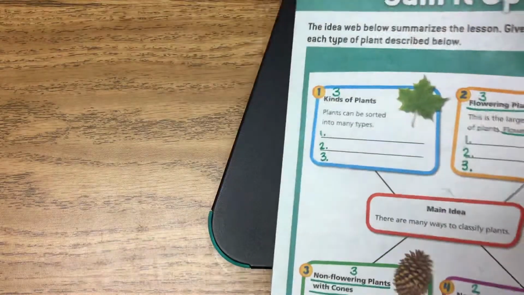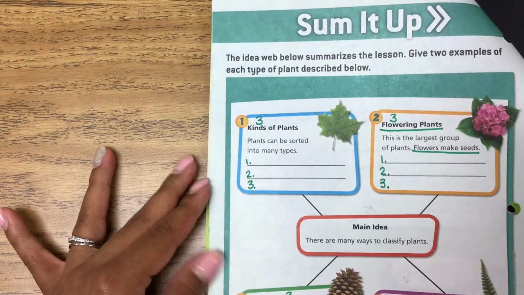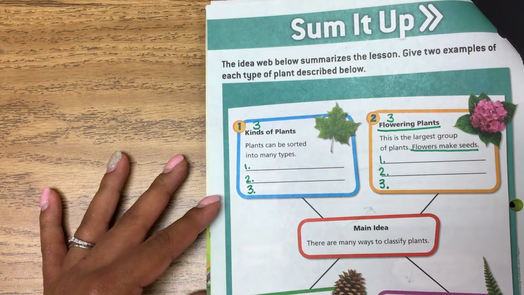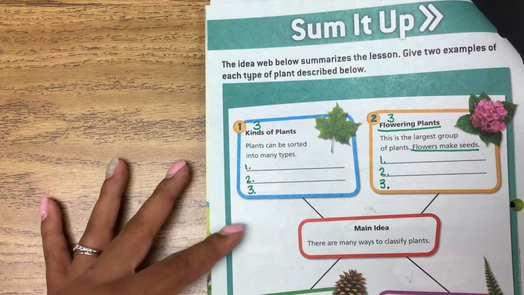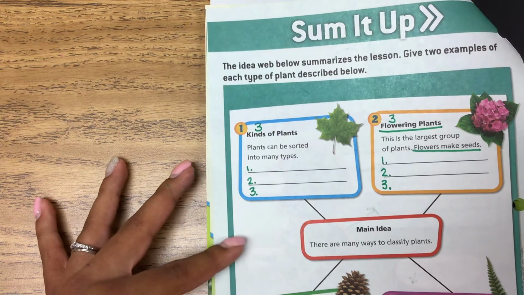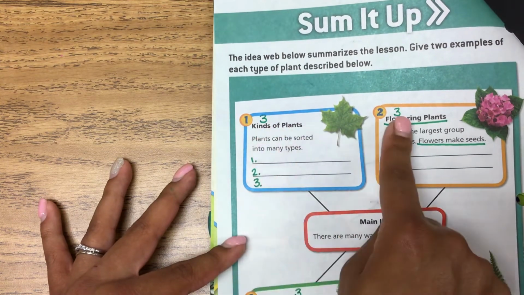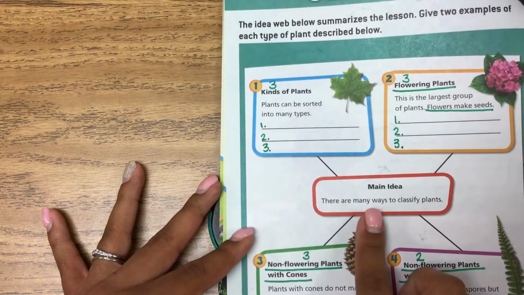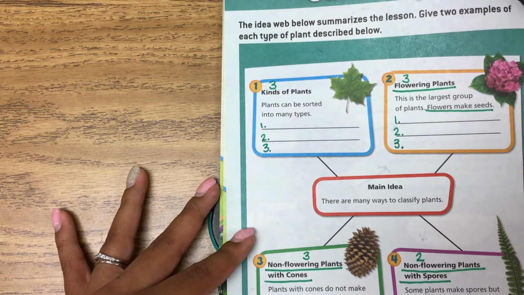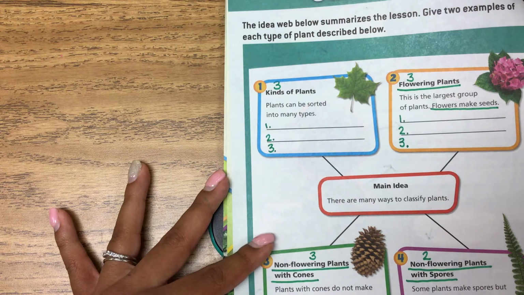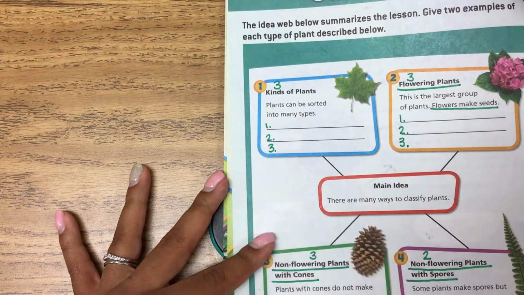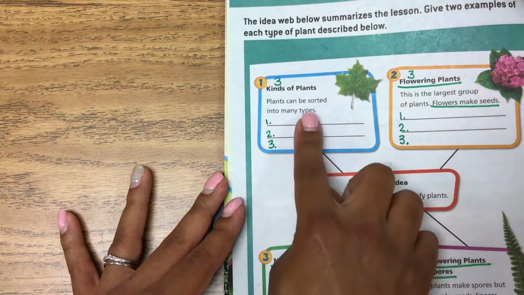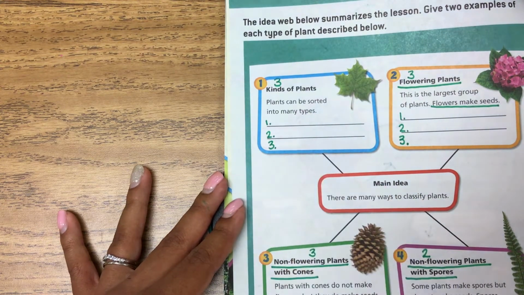Now I want you to take a look at the Sum It Up on page 298. It says the idea web below summarizes the lesson. Give 2 examples of each type of plant described below. But we're going to encourage you to try to see if you can find 3 of each. So in our center one, it says main idea. There are many ways to classify plants. Over here, plants can be sorted into many types. Go back in your text and write down 3 different kinds of plants that you learned about.